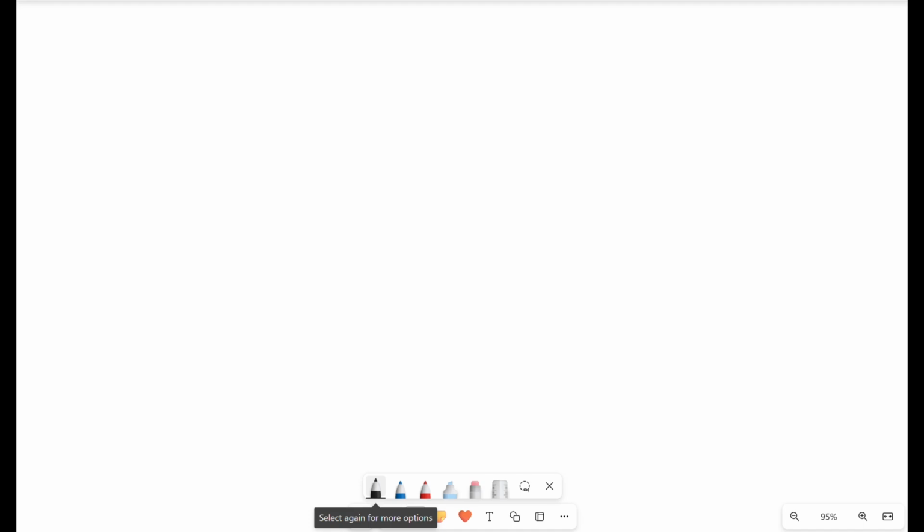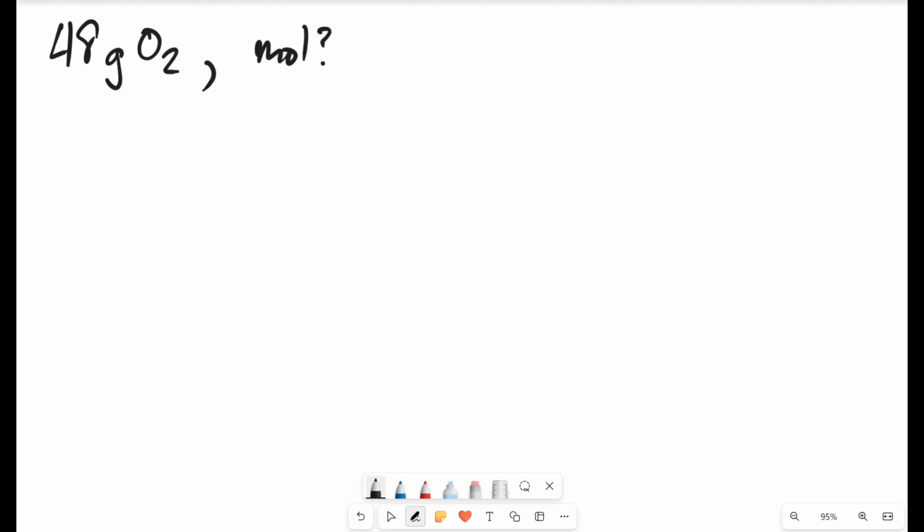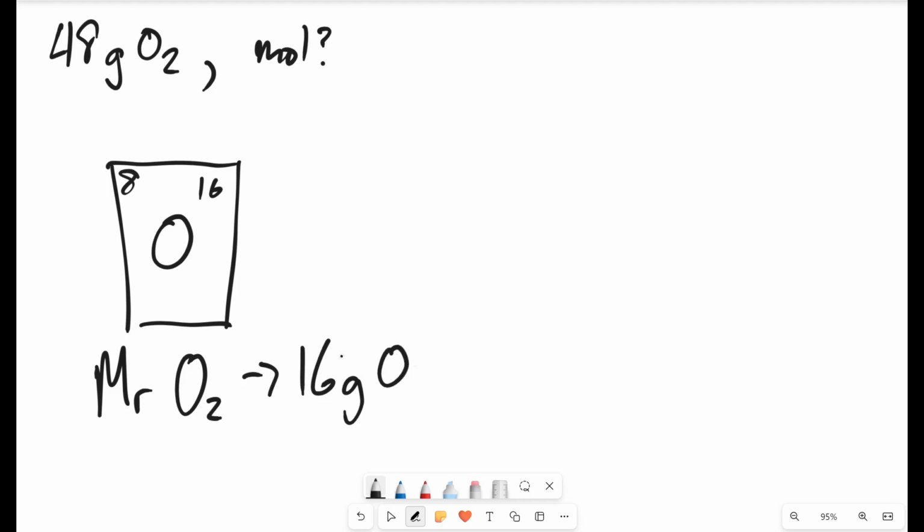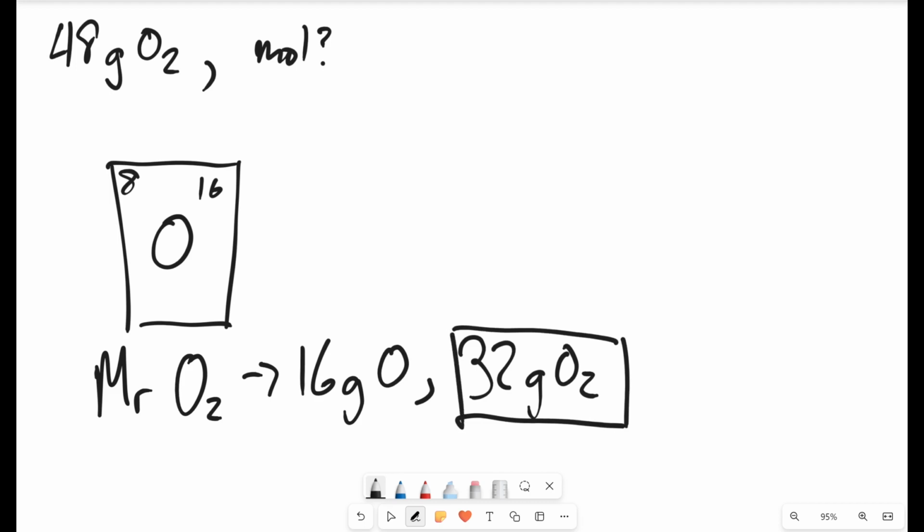Okay, so let's do a really simple one. Say we had 48 grams of oxygen. How many moles of oxygen do we have? Now, if we consult the periodic table, we know that oxygen is element 8 with 16 grams, or 16 AMU. Therefore, the molar mass of O is 16 grams. Since we have 2 oxygens, we have to double it for 32 grams of O2. So this is our molar mass right here.